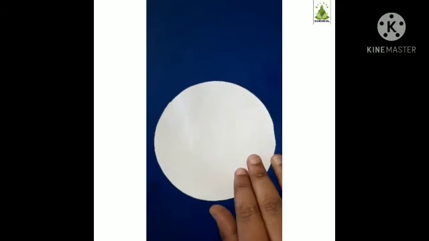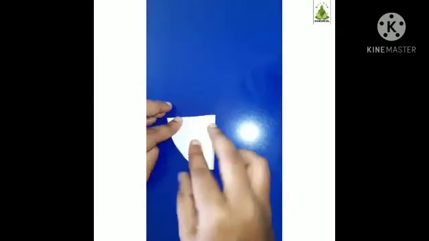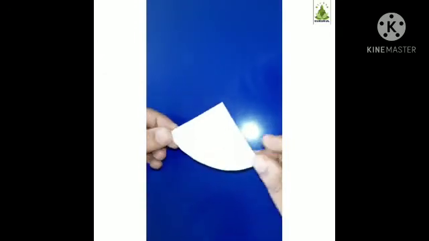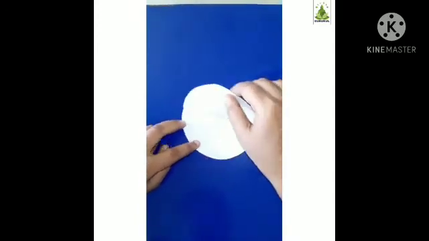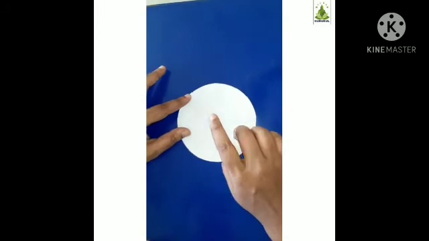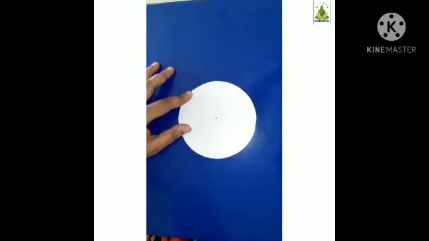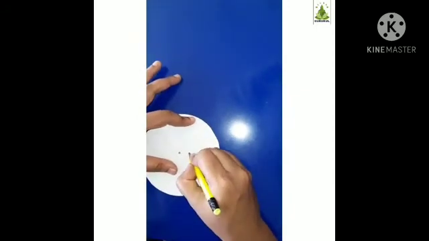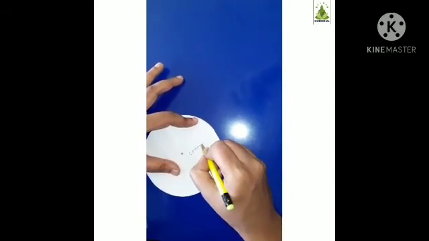Now fold the shape again so that we get a quarter part of the shape. Unfold the paper shape. Now you see the circular shape again. Now I will show you the center of the circle. The point at which these lines meet each other is the center of the circle.